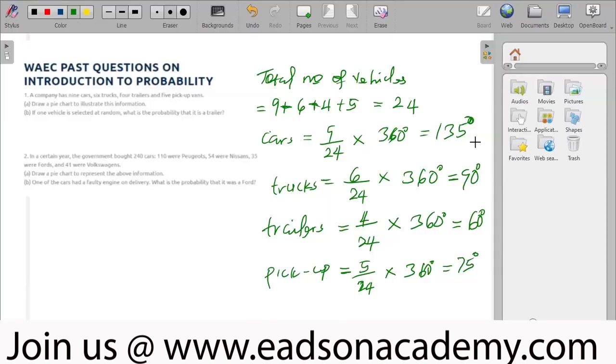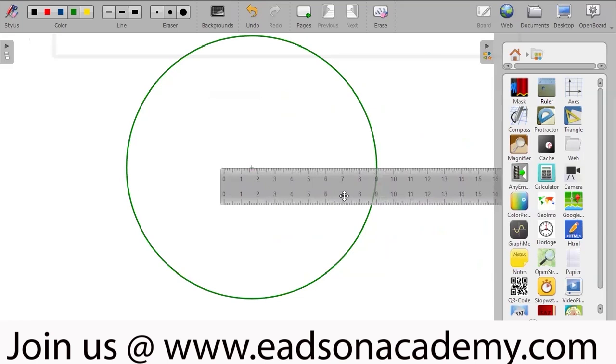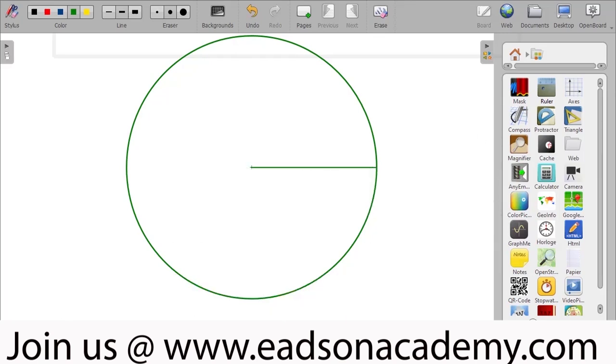So now that we have the angular representation of each item, we can draw the pie chart. Point left by the compass, and draw a straight horizontal line to the circumference of the circle. So from this line now, we are going to measure every other angle required using a protractor.